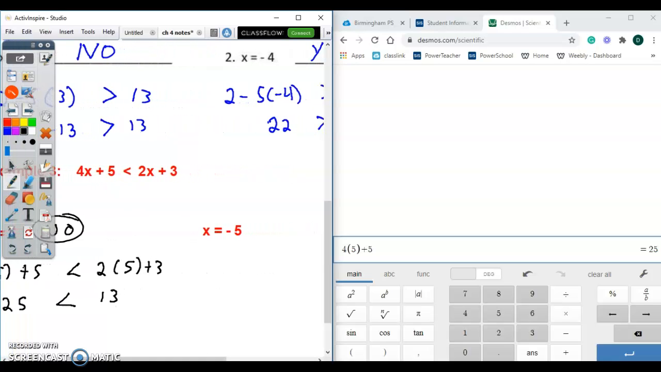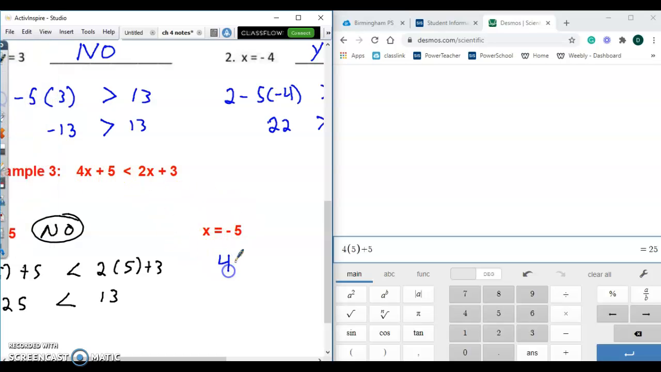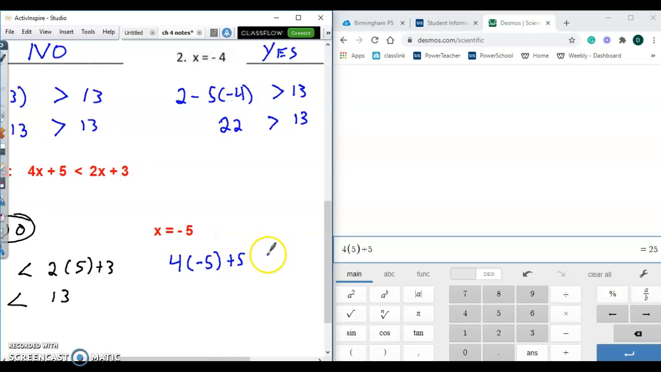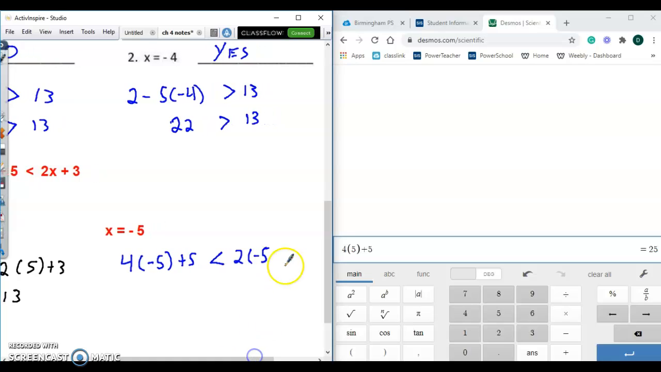And then we come over to this problem. All right, so let's substitute the numbers in. So 4 parentheses negative 5 now plus 5. And then is that going to be less than, because again, same problems, same problem set, 2 parentheses negative 5, because it's the same x, plus 3. And again, use your calculators on this just because now we're dealing with negative numbers, just to make sure we are getting the accurate information.